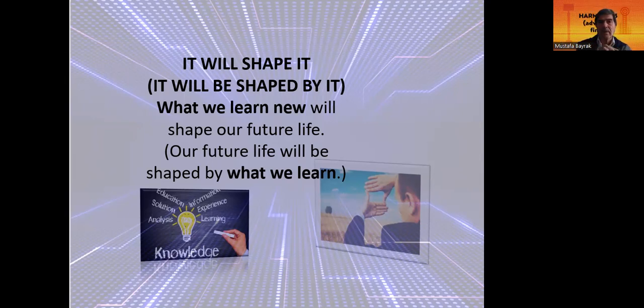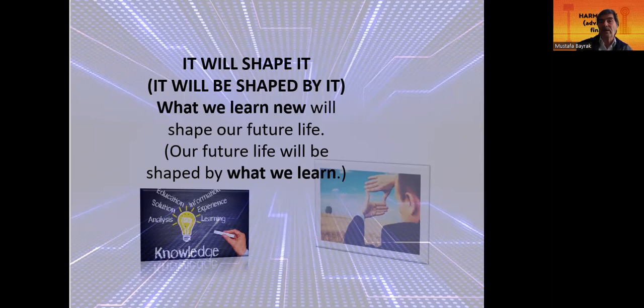For example, or in passive, for example, it will be shaped by it. It will be shaped by it. "It will shape it" is an active sentence. "It will be shaped by it" is a passive sentence. Let's see those noun clauses which are used as subject of a sentence and object of a sentence, both in active voice and passive voice. For example, what we learn new will shape our future life.